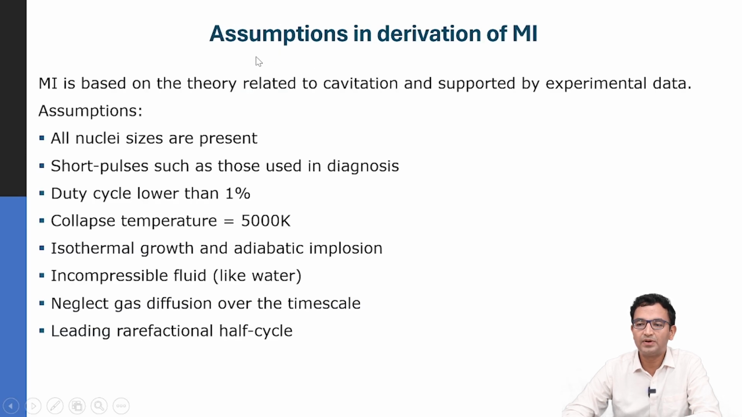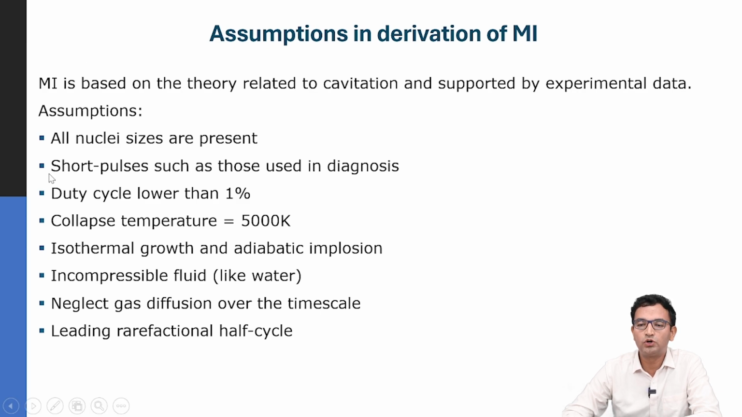Now let me discuss some assumptions in the derivation of the mechanical index. So like I said, Apfel and Holland contributed to the theory related to the development of the mechanical index, and it is also supported by some experimental measurements. But here are some assumptions. Firstly, all nuclei sizes are present. So typically we have cavitation nuclei which then cause bubble growth, and due to inertial cavitation these bubbles then collapse, which happens because of the inertia of the surrounding fluid, right?